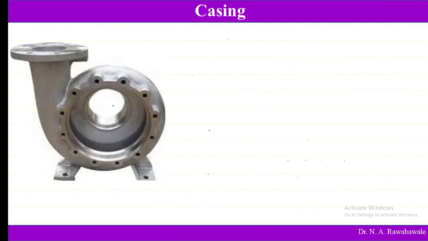Now we see what the casing is. The casing is nothing but a cast iron body, a casting, which encloses the impeller. So this is the cavity in which the impeller is placed, and there will be one cover which closes this casing. This casing supports the shaft. The cover holds the stuffing box, which avoids leakages. So this is an airtight vessel.